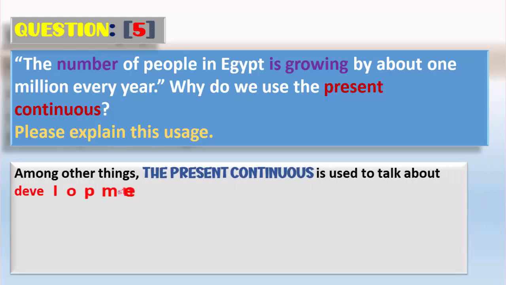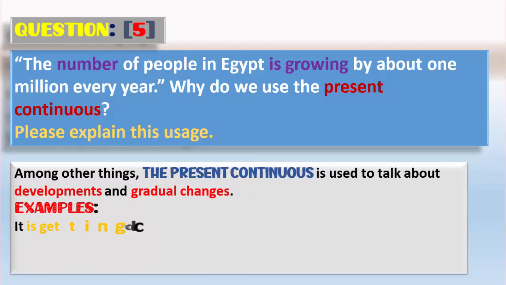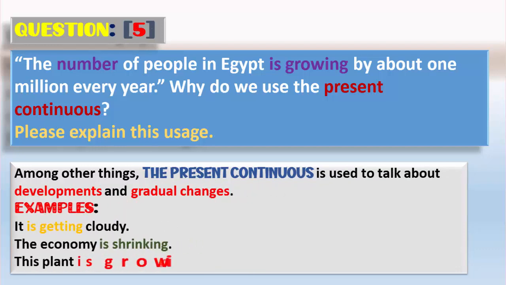The answer: among other things, the present continuous is used to talk about developments and gradual changes. Examples: it is getting cloudy. The economy is shrinking. This plant is growing taller every day.